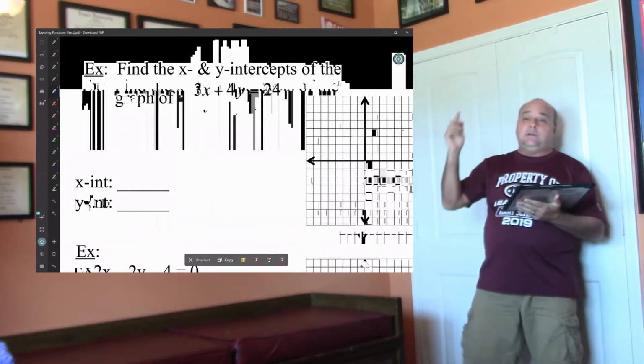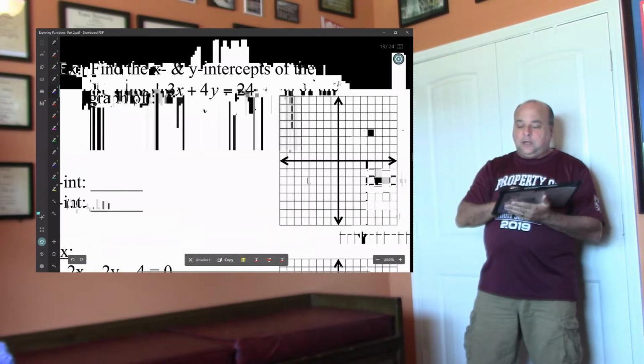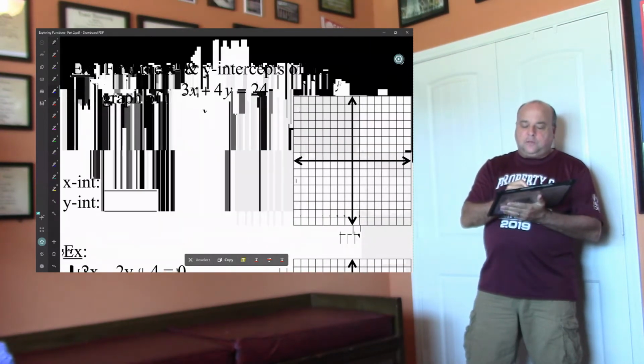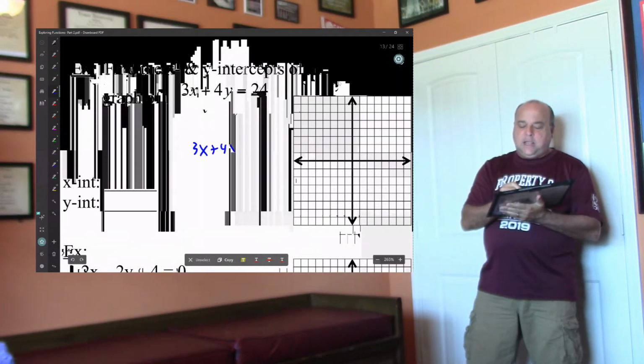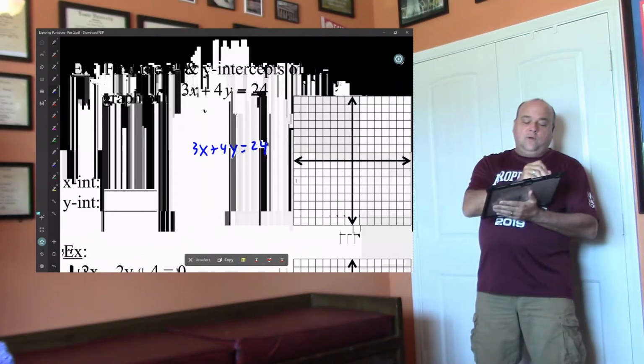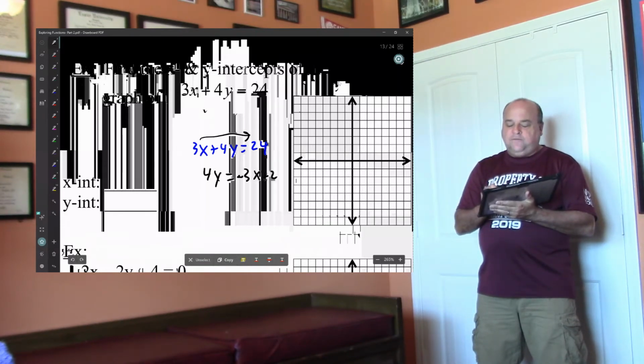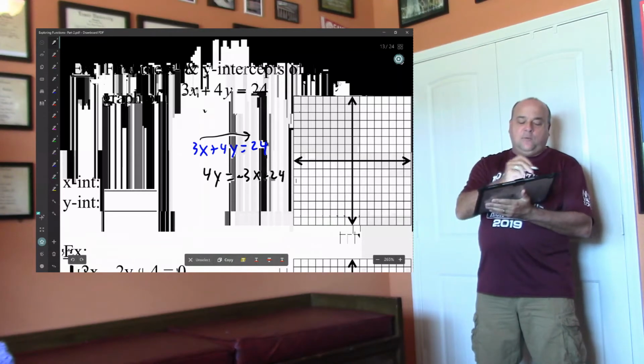Find the x-intercept, and there's two ways to do it. The first way is to graph it, okay? So right here, we're going to put 3x plus 4y equals 24. This is the hard way to do it. We're going to move over the 3x. 4y equals -3x plus 24. And then we divide by 4, don't we?